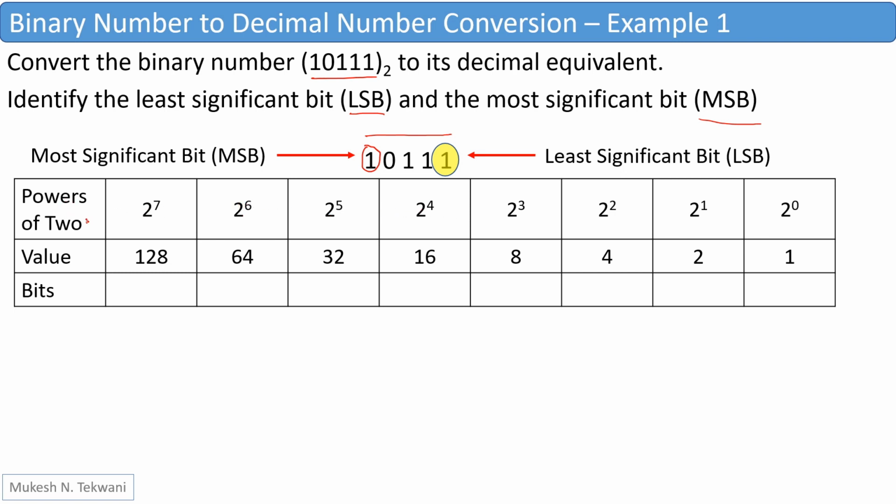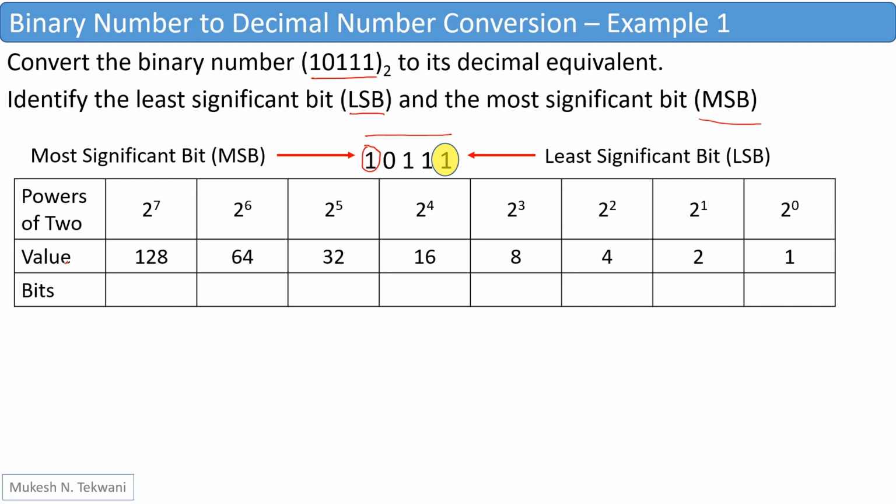Our first row contains the powers of 2. Here, we have started from the right. We start with the powers of 2, so 2 raised to 0, 2 raised to 1, 2 raised to 2, 2 raised to 3, and we go up to 2 raised to 7. Now, for this particular problem, we will not require up to 2 raised to 7, but this is a general explanation which can be used for any problem which involves up to 8 bits.